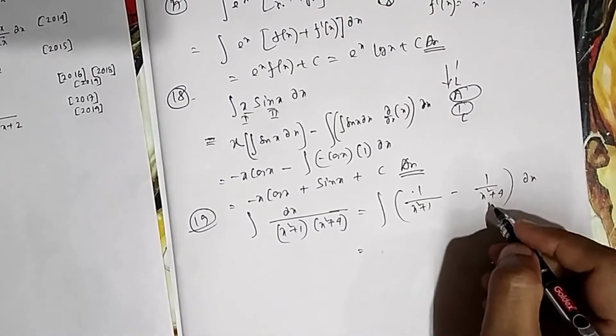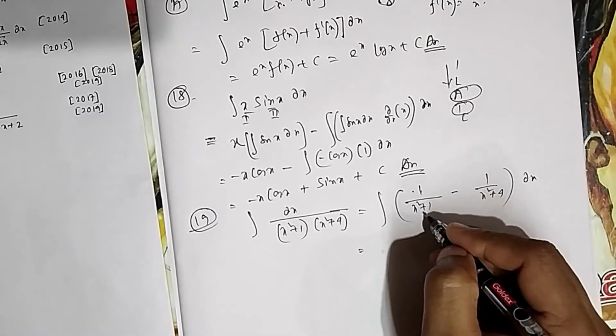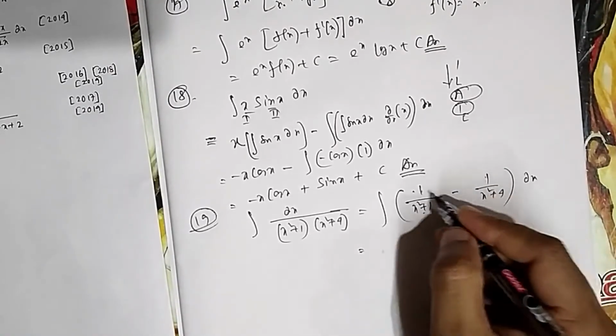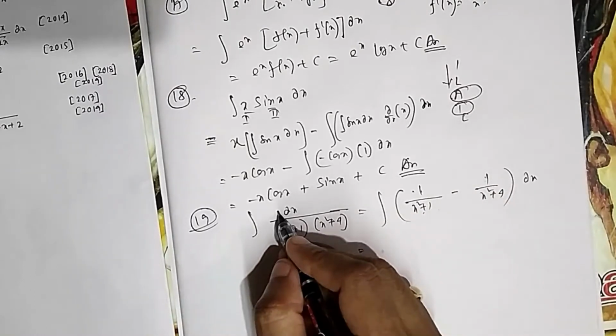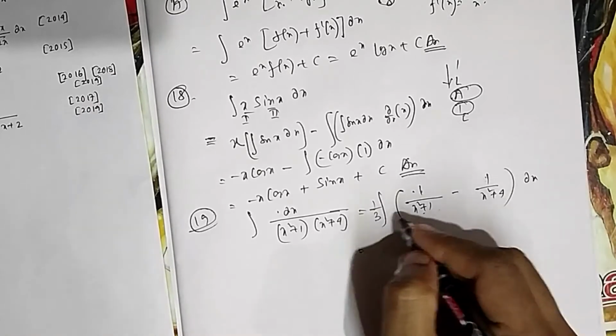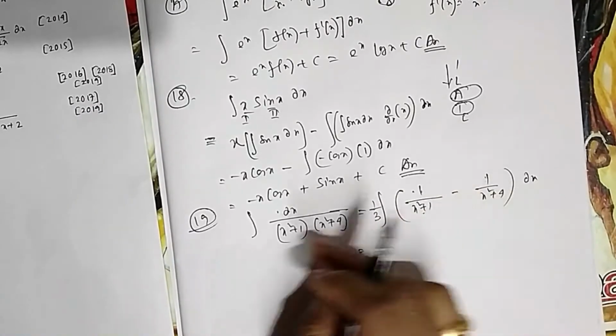If you do LCM, what will happen? x square plus 4 minus x square minus 1. So x square can cancel, and 4 minus 1 is 3. So 3 is coming in the numerator, but here the numerator is 1. So you put 1 by 3 here. That's it. So if you do LCM, you will get this one.